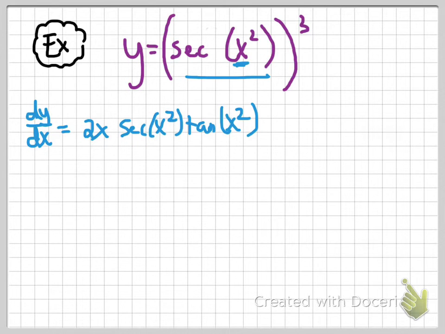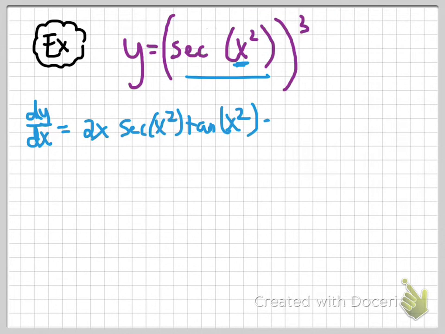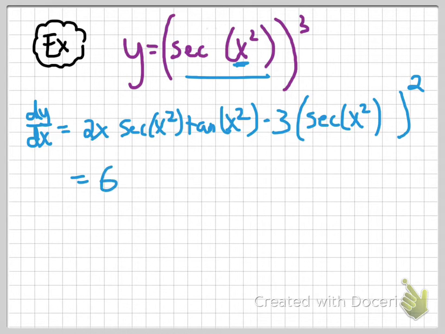Well, now I've got to times it one more time by the derivative of this whole entire outside piece, which is something to the third power. So if I bring down the third power, I'm going to have something to the second power. And the rule is keeping the inside, so keeping secant of x squared. And this is my answer, but I'm going to rewrite it. I'm going to write 2x times 3 is 6x. Secant tangent times secant squared is secant cubed of x squared times tangent of x squared.